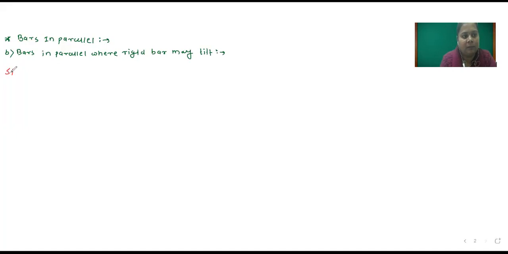So for this condition, step 1 is the force condition. Okay, step 1 is the same, force condition. In the force condition, P1 plus P2 plus P3 plus so on up to Pn is equal to the total load. So same here. Okay, so for this particular case, the figure is likewise.